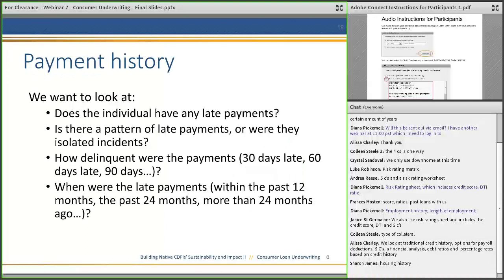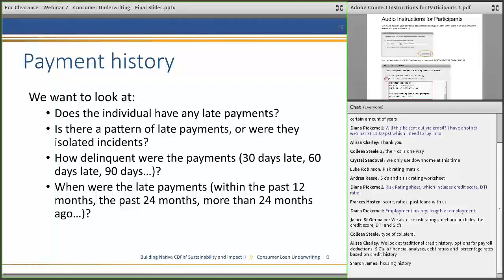Payment history. Does the client have any late payments? And if so, what were the reasons for that? Because there could be a really good reason for it. They could have been in an auto accident, been laid off for a certain period of time, or gotten sick. Is there a pattern of late payments, or were they just isolated incidents?